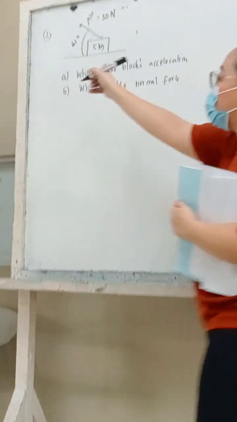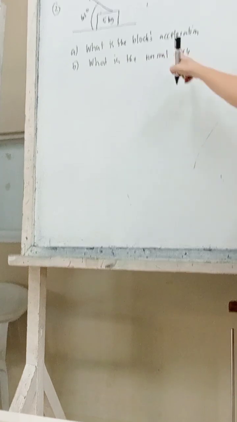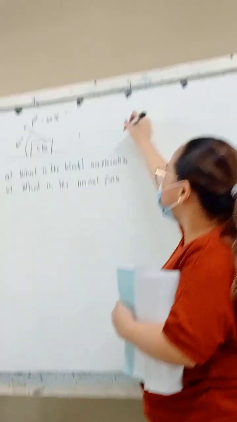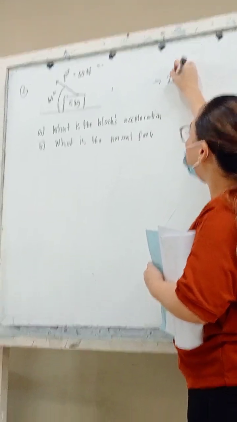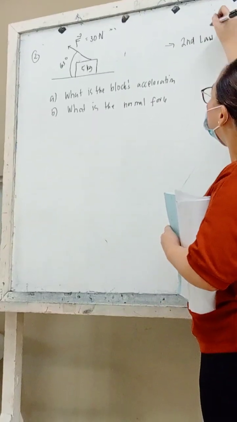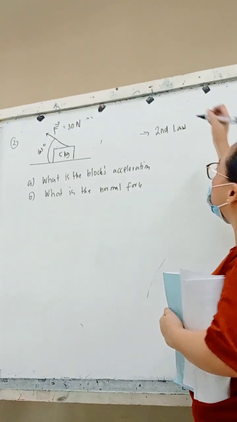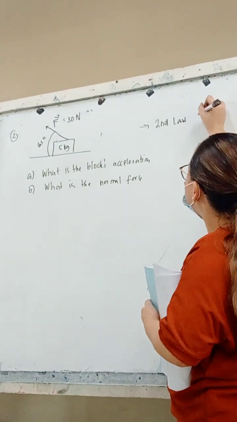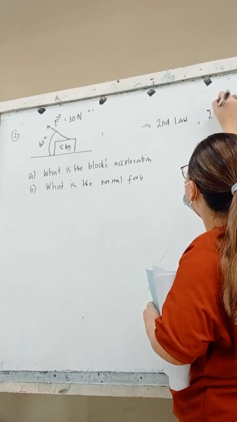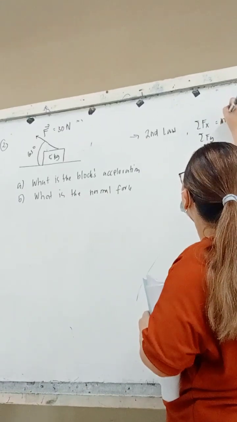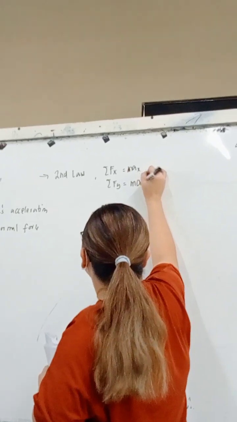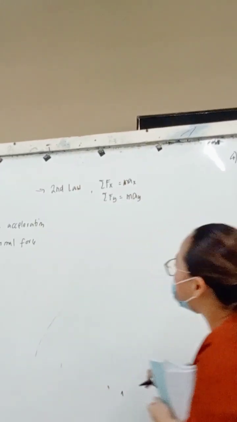So what law applies here, since the block is accelerating? Since the object is accelerating, this is an application of Newton's second law of motion. According to Newton's second law, the summation of forces along x and along y is equal to m times a. So for Fx and ax, and for Fy, m ay.